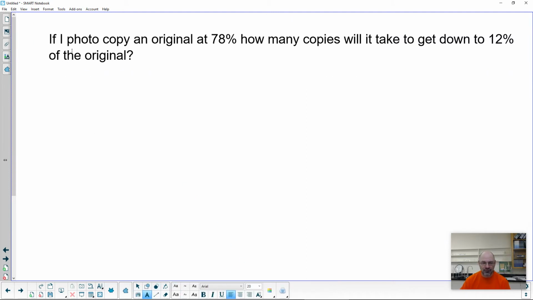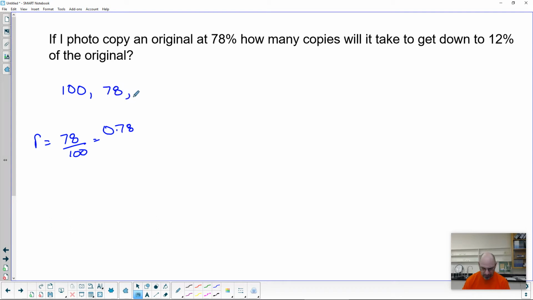So let's say that we start with the original being 100%. So we'll say it's 100. That's the original. Now we're going to multiply. R is going to equal 78%, 78 out of 100, which equals 0.78. So every time you do a copy, you multiply by 0.78. So this would be 78. Then we're going to multiply 78 by 0.78 on our calculator, and we get 60.84.